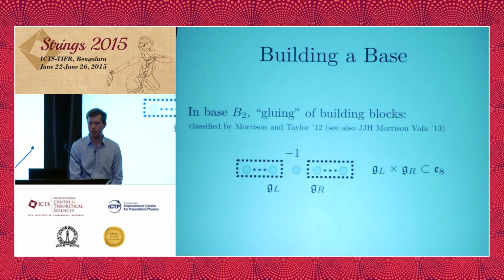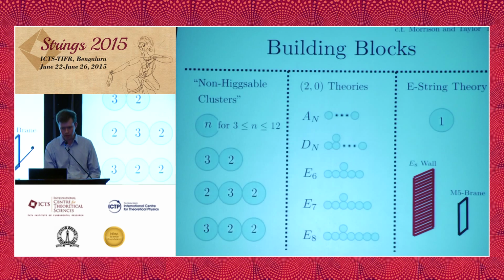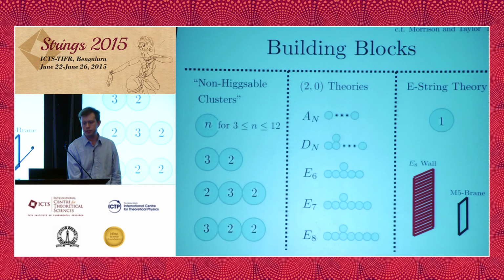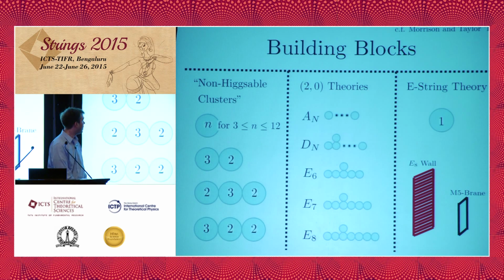So what are these building blocks? Here they are. They consist of something that was classified by Dave Morrison and Waddy Taylor, 2012. It's these configurations of curves. Again, these are blue blobs, and this N here indicates the self-intersection of the curve. And all of these cases have the property that there's a gauge symmetry, i.e. some 7 branes wrapping the corresponding curves. Additionally, there are these 2, 0 theories.